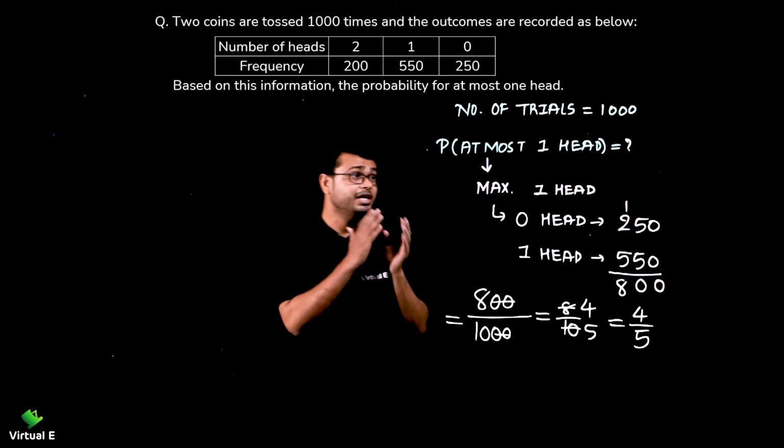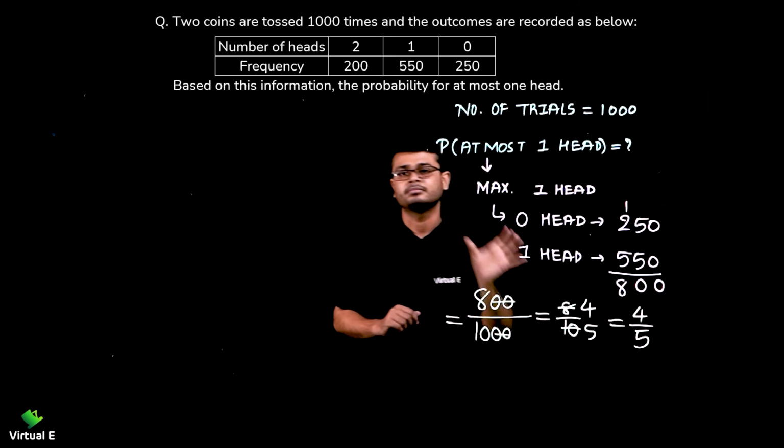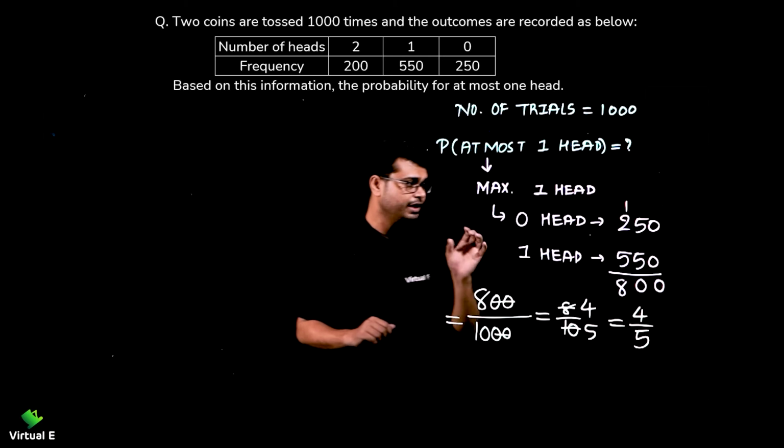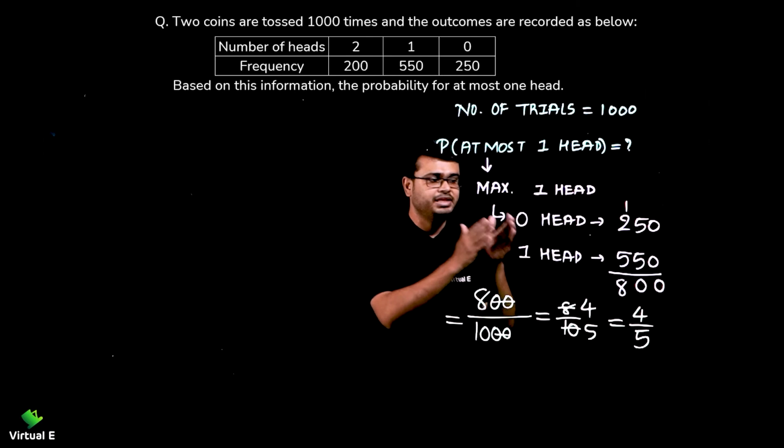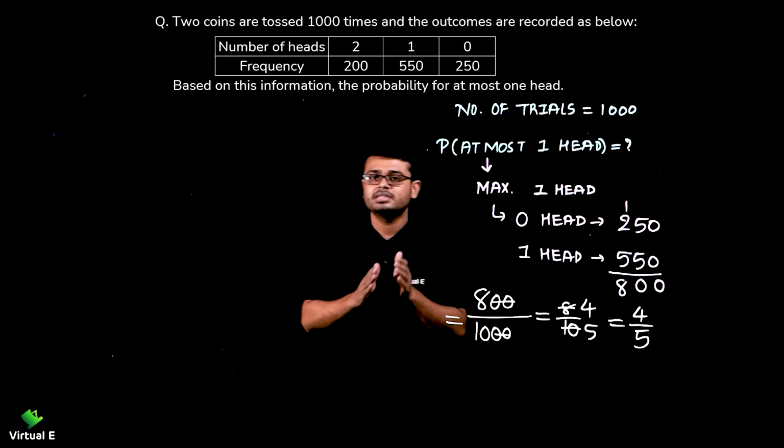Now let's understand the meaning one more time of this word, at most. It is maximum 1 head, right? So we will be accepting 0 head as well. We cannot go more than 1 head. Till 1 head, everything is accepted.